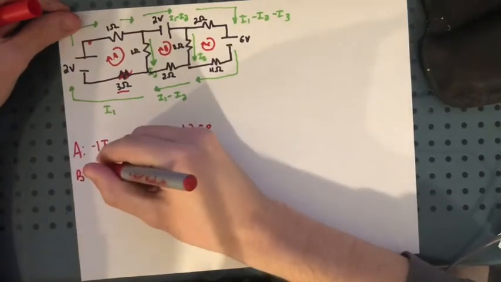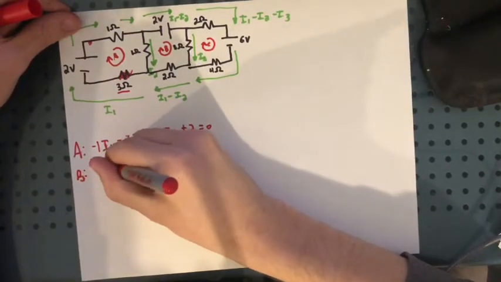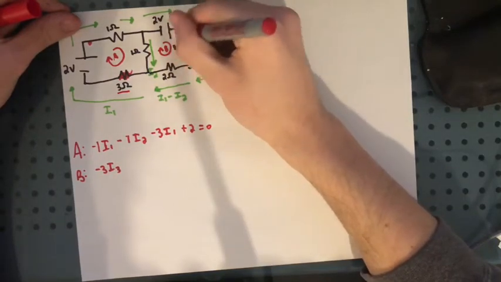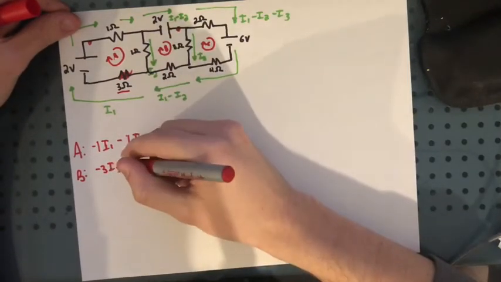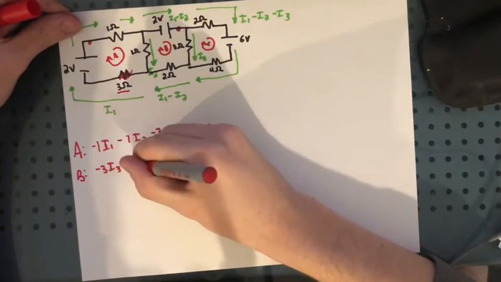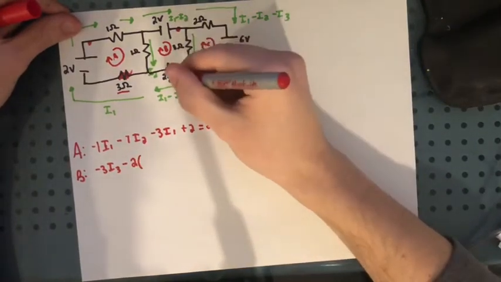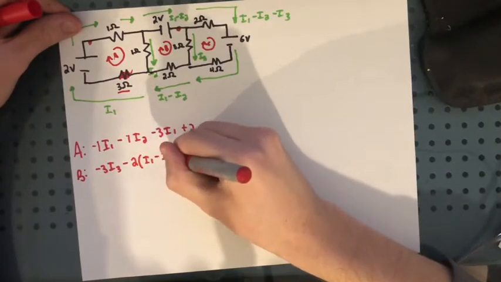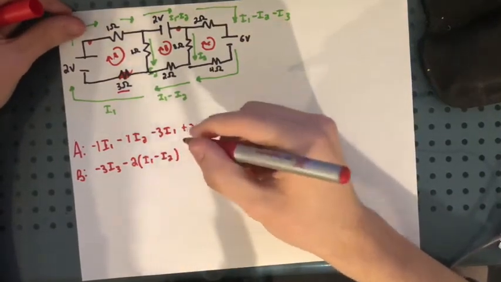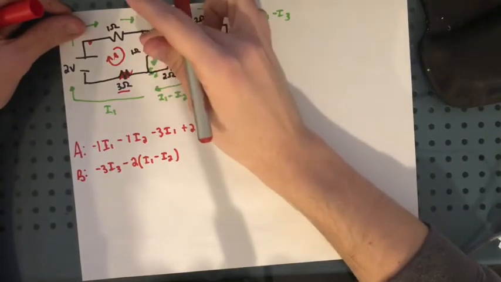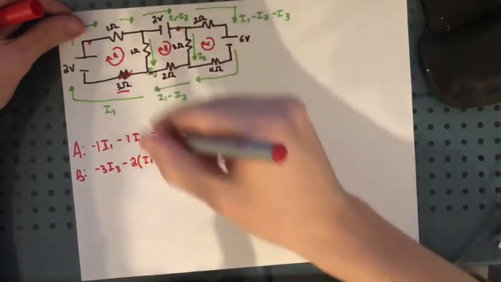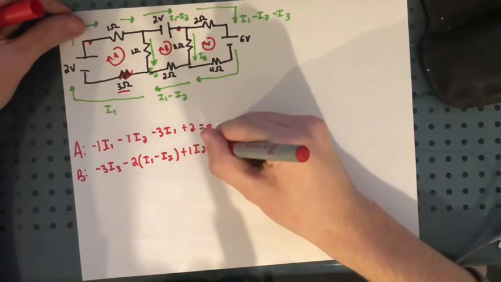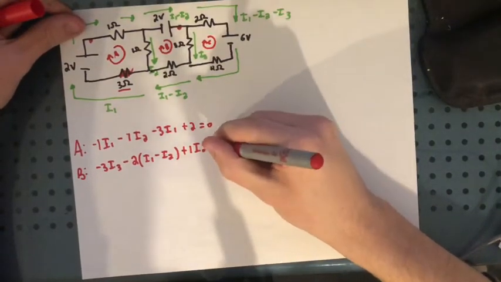Same thing for loop B. We're just going to start right here for loop B. So we're going around here. So negative 3 I3, minus 2 times the current going through this, which is I1 minus I2. And then for this one, since we're going against the green arrow, we're going to add it instead of subtract it. So plus 1 times I2. And then plus 2 equals 0.